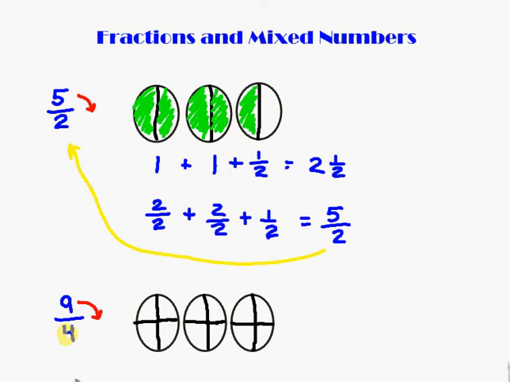We need 9/4. So we have 1/4, 2/4, 3/4, 4/4, 5/4, 6/4, 7/4, 8/4, 9/4. That's what 9/4 looks like. Do you think that you can write the mixed number that goes along with 9/4? Somehow I bet you can.